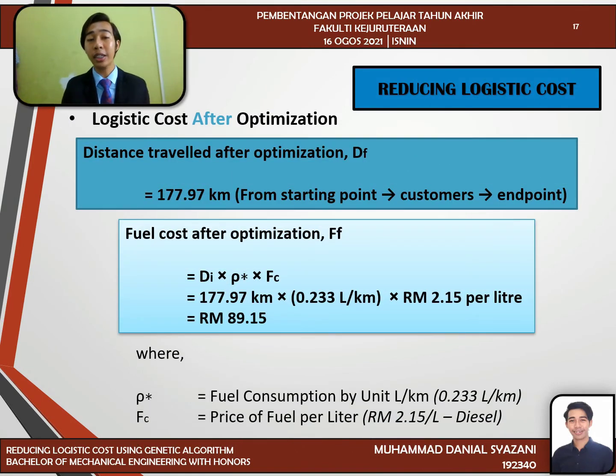Next, we calculate the logistic cost after optimization. The distance traveled after optimization using the simulation of genetic algorithm in MATLAB is about 177.97 km. Then we substitute into the fuel cost after optimization and we get the answer of about 89 ringgit 15 cents.